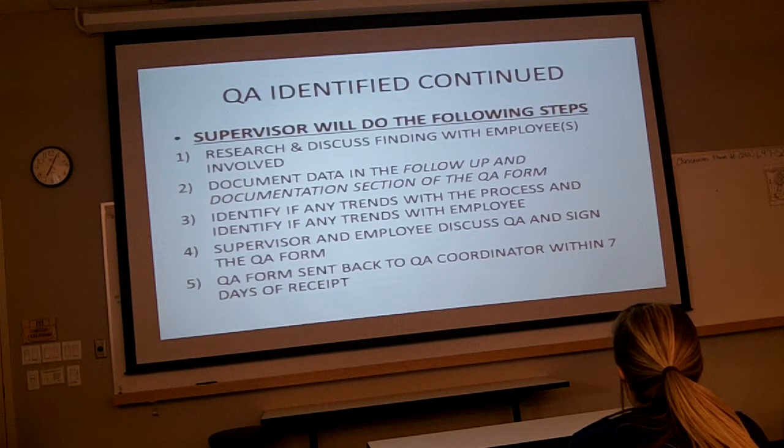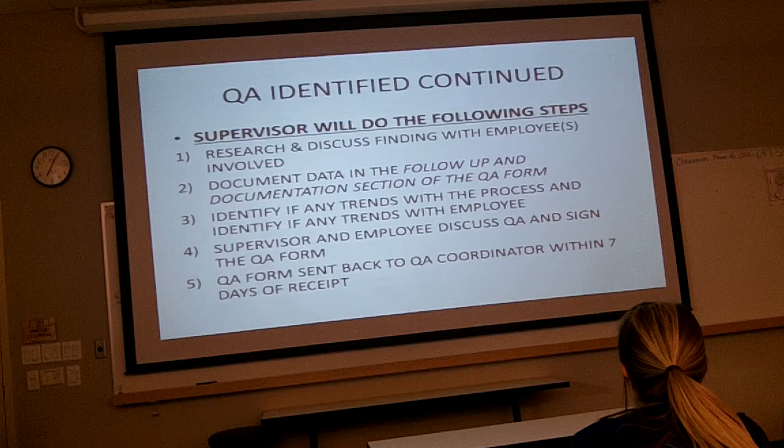The supervisor will research and discuss findings with the employee involved. They document data in the following, this is kind of a tongue twister for me, but it's what it is. On the QA form, it's the follow-up and documentation section of the form. So they'll document that data that they find in that section. They'll identify any trends with the process and identify if there are any trends with the employee. So if you've done a couple of things more than once, the supervisor and employee will discuss the QA and sign the QA form together.